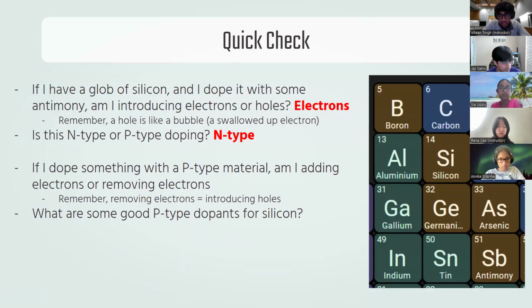So I see some answers in the chat already. I think we'll just go on. Yeah. So anything left of silicon here, we see aluminum, gallium is going to be a good p-type dopant. I think for this class, we're probably going to discuss gallium, right? Actually, boron is really the major p-type dopant.